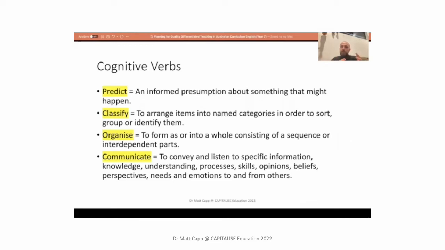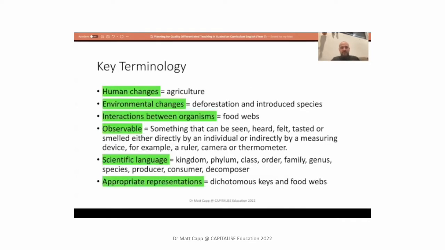I've identified the 4 cognitive verbs: predict, classify, organize, and communicate. And I've actually gone to the glossaries and defined those, because if we don't understand what they mean, we could actually be looking for different things from our students or teaching different skills that actually aren't explicitly required in that achievement standard. We then define the key terminology.